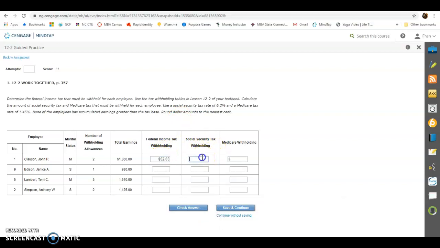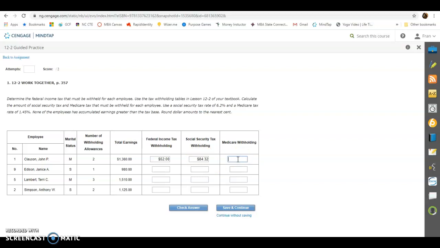For our next one, you have to be very careful with your rounding here. Please be very careful with the rounding. You have $1,360. You multiply it by 6.2%, and you get $84.32. That one's easy. There's no rounding or anything, but you're going to have to be real careful. This is where the largest amount of people make the biggest mistakes.